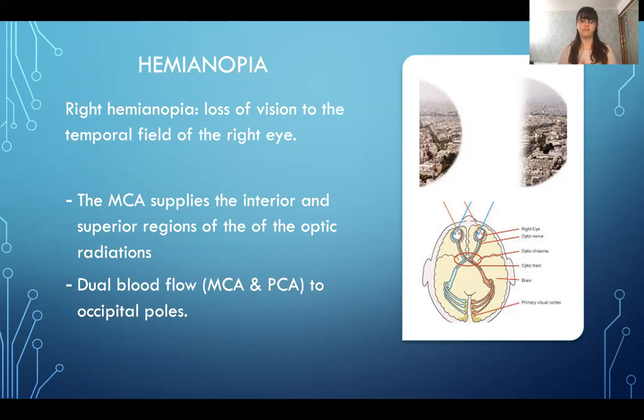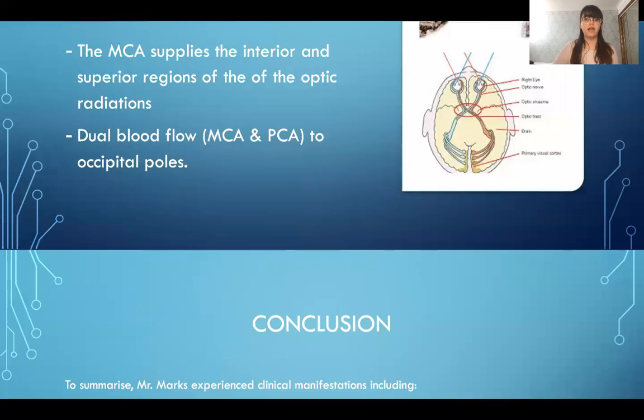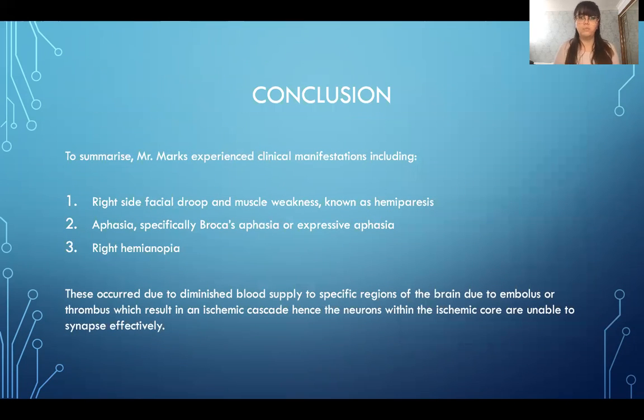Mr. Marks has a background of hypertension, which correlates to ischemic stroke caused by embolus, as the blood clot is likely to have traveled to vessels within the brain, causing obstruction. To summarize, Mr. Marks experiences clinical manifestations including right side facial droop and muscle weakness, known as hemiparesis, aphasia, specifically a Broca's aphasia or expressive aphasia, and right hemianopia.